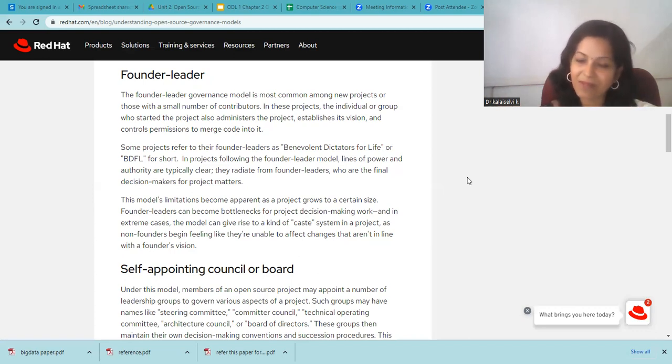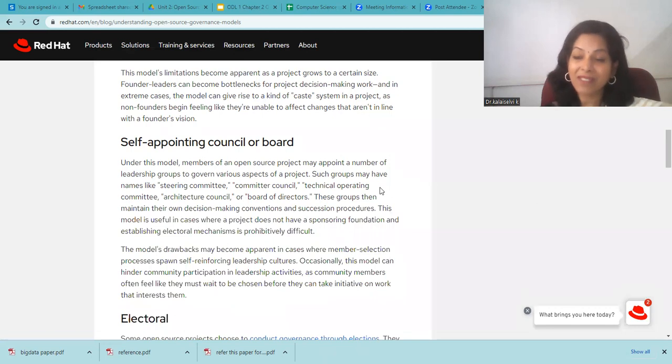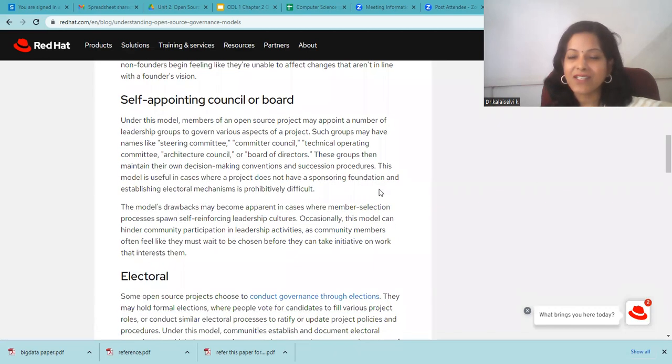This is actually called a BDFL, that is, benevolent dictator for life. They dictate something and we follow. Okay, that's the second one. And the third one is the self-appointing council or board.